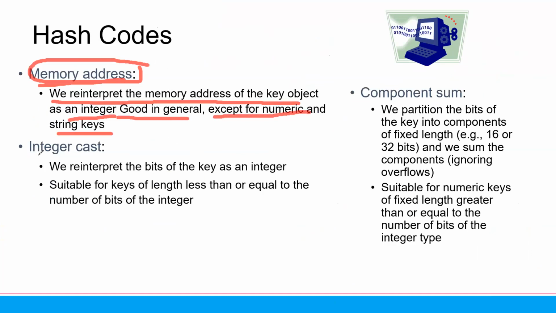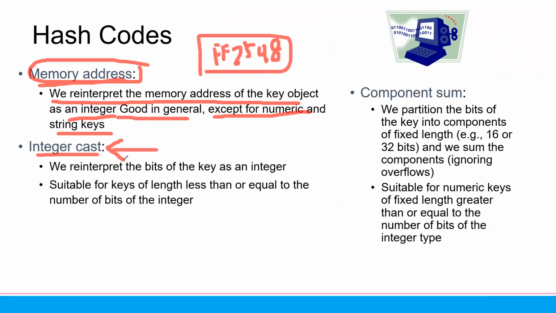And then the integer cache. It means if you have a kind of memory address, let's say F 256 or 8 like this one. So this is the memory address. You can transform it to the integer cache. Do you know what the integer cache is?